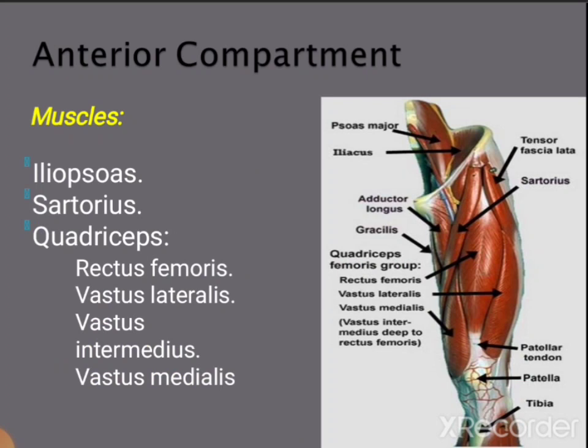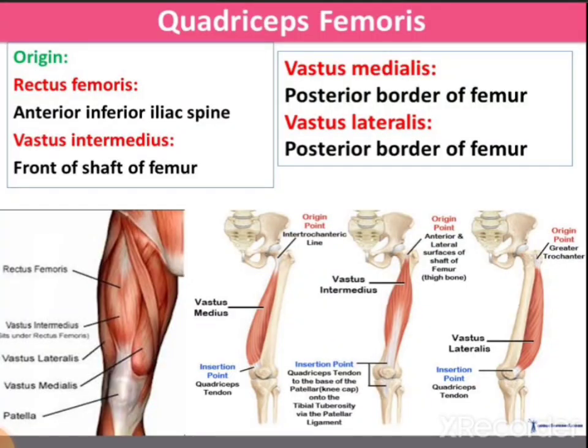Now the muscles in the anterior compartment of the thigh include iliopsoas, sartorius and quadriceps. In the quadriceps we have four muscles: rectus femoris, vastus lateralis, vastus intermedius and vastus medialis. So here we can see the four muscles of the quadriceps femoris. Quadri means four, ceps means heads of origin.